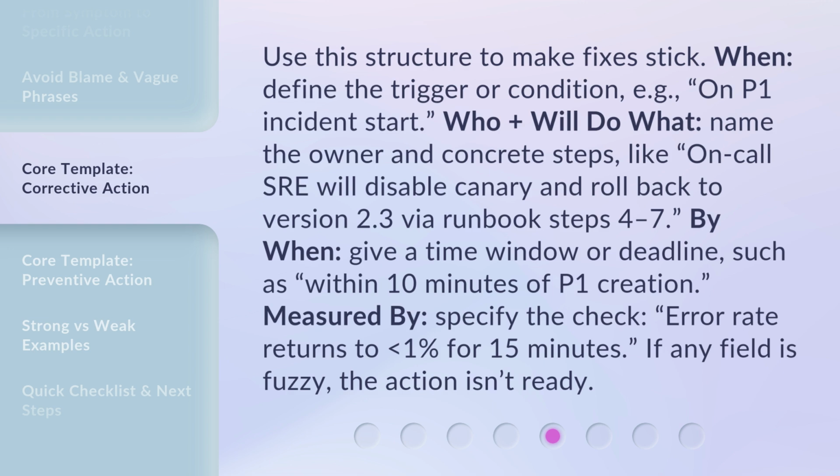Measured by: specify the check. Error rate returns to less than 1% for 15 minutes. If any field is fuzzy, the action isn't ready.